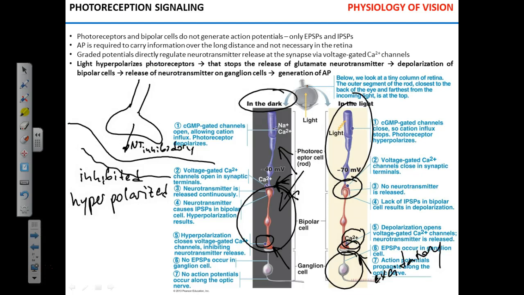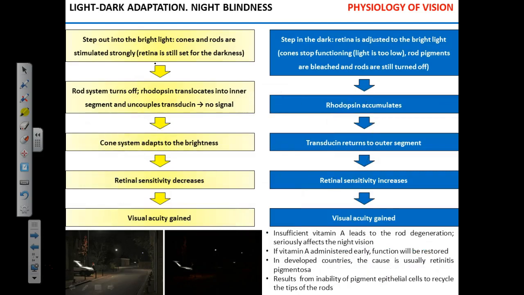So I hope the idea how the signal is transduced, the light is transduced, is fairly clear. Okay, now, what happens during the, you know how you walk into the darkness and you can't see anything first, and then your eyes adapt. Or the opposite, you walk from the dark room into the light, and for a minute you feel like you're blinded. So we're going to chat about the molecular mechanisms behind it. Okay?